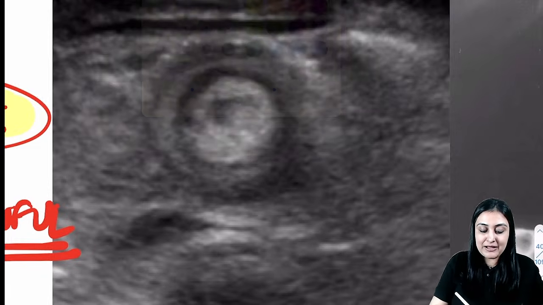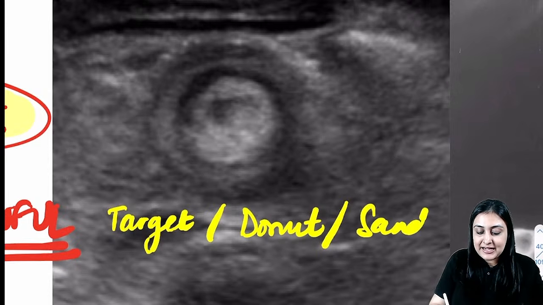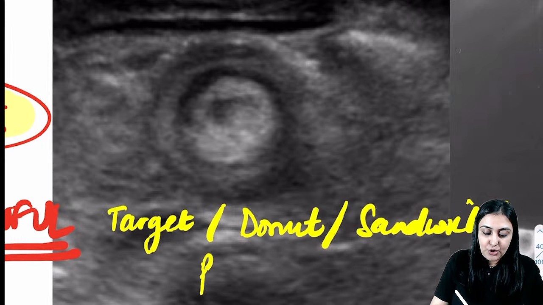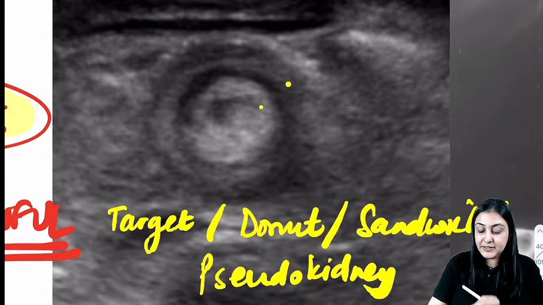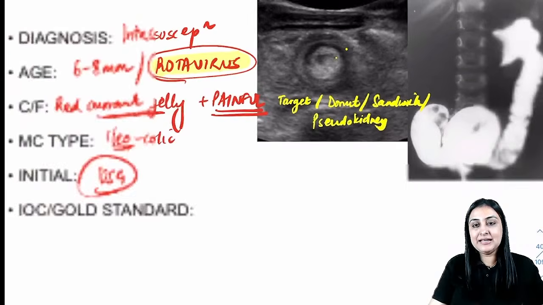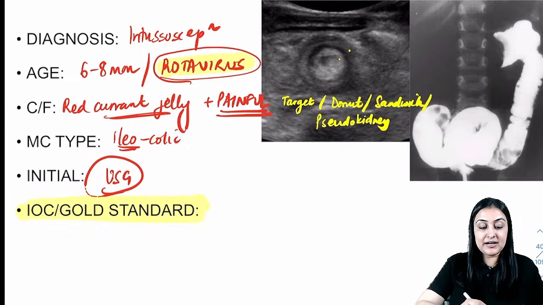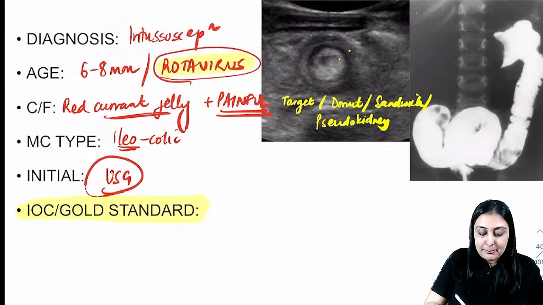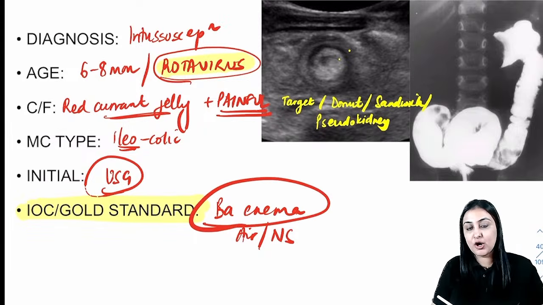This has been referred to by various names. Could be called target sign, could be called donut sign, could be called sandwich sign. Some people also called it pseudo kidney sign because there is hypoechoic cortex, hyperechoic medulla in the kidney. तो ये सारे ही नाम दिए गए हैं. But when asked best investigation, gold standard, it is gonna be enema. बेरियम इनीमा हो सकता है ऑप्शन में, एयर इनीमा हो सकता है, सलाइन इनीमा हो सकता है. मोस्ट कॉमनली वी डू अ बेरियम इनीमा. तो इसमें क्या मिलेगा?